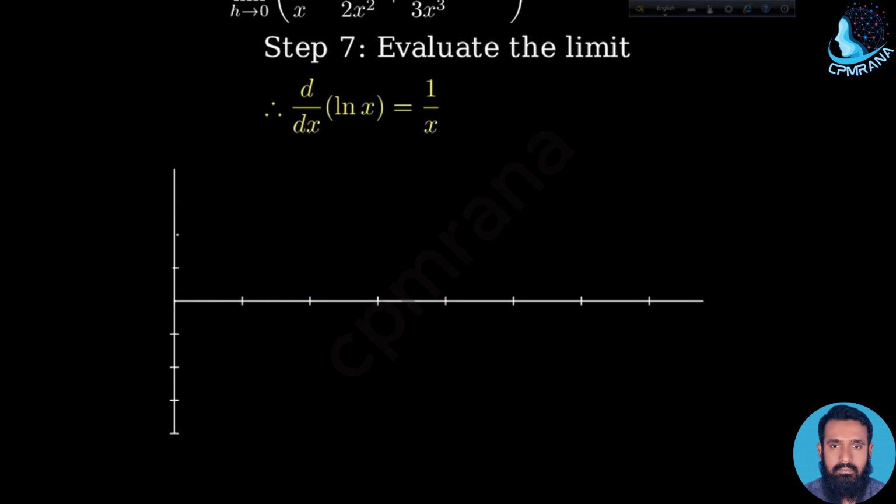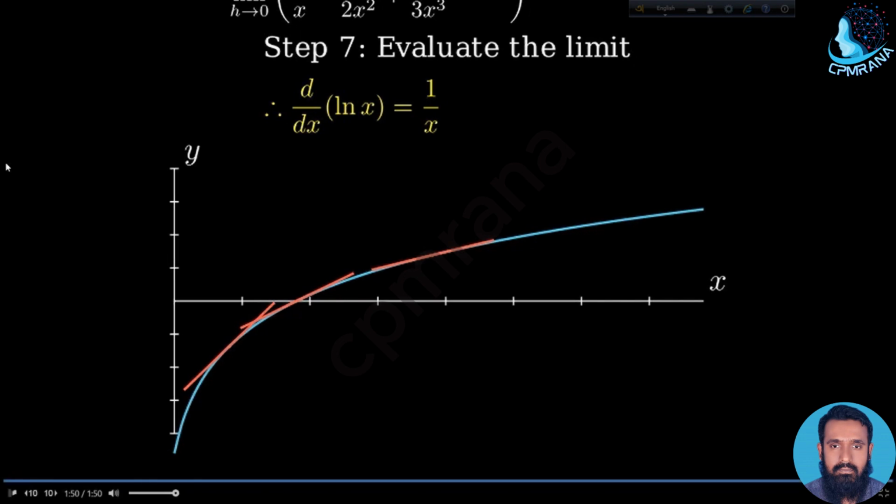Let's visualize this result. Here's the graph of y equals natural log of x, and at any point its derivative, or slope of the tangent line, is 1 over x at that point.